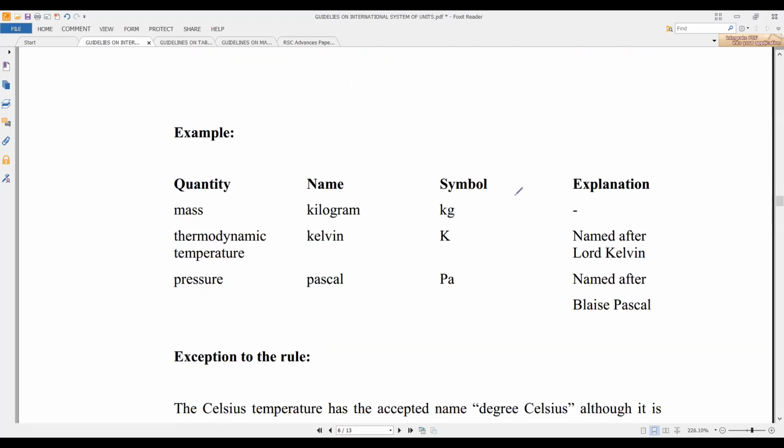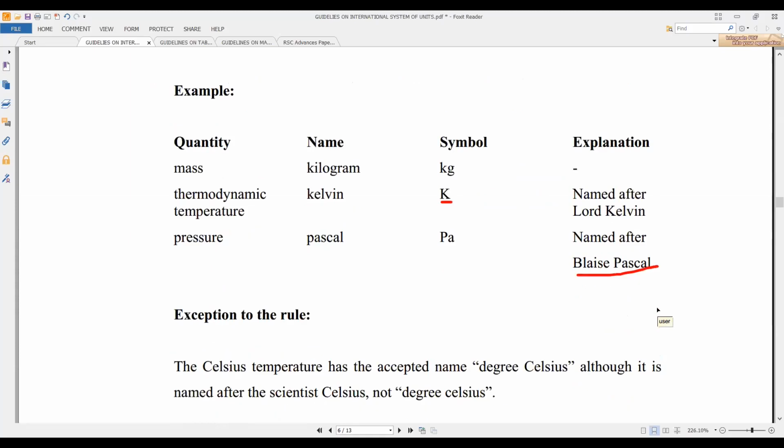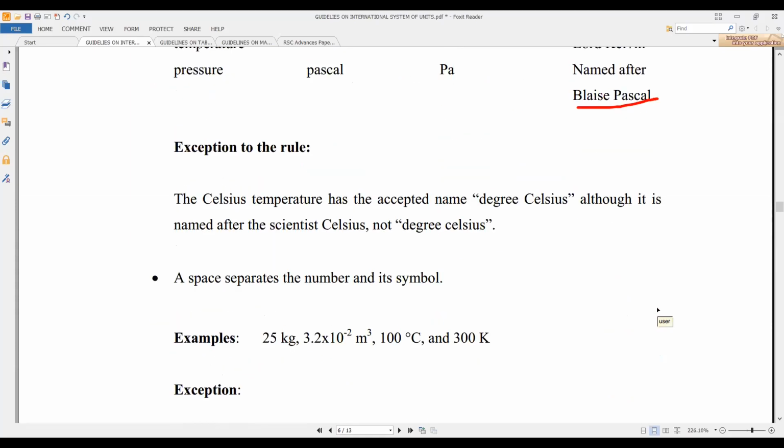Yes, so kilogram, kg. Kelvin from Lord Kelvin, that's why capital K. Pressure from Pascal, right, named after the great scientist Pascal, that's why Pa, capital P, small a. Exception, there is one exception. The Celsius temperature has the accepted name degree Celsius, although it is named after the scientist Celsius, not degree Celsius. Remember.